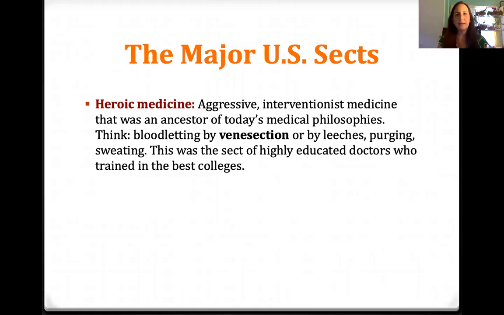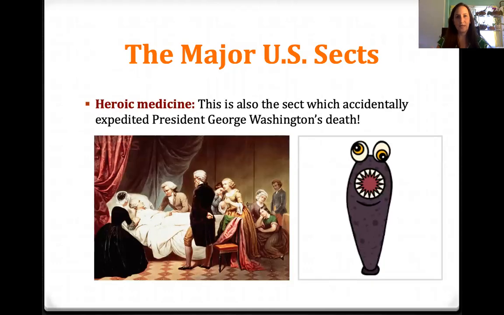And you could think that it makes some sense, because if someone has a rapid heart rate and then you remove a lot of their blood, their heart rate goes down. The stethoscope is a really old technology, and one of the few ways we had to understand what's going on inside the body at the time. So it seemed like what they were doing worked based on knowledge at the time, but it also had some major problems, obviously. This is the sect that accidentally expedited George Washington's death. This is my little cartoony leech here, but heroic medicine was super aggressive and it could kill you.